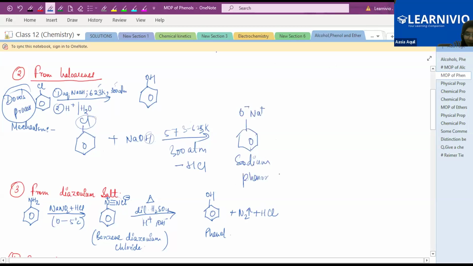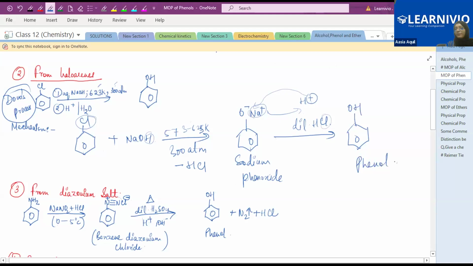Next step, you add an acid like dilute HCl. Dilute HCl gives H plus ions. This H plus ion will get attached to this oxygen and the sodium will be removed, so the phenol will be formed. It will give you phenol plus NaCl. No need to write down the byproduct, just write down the main product, phenol. You will achieve phenol by using this process. So that is the whole mechanism.